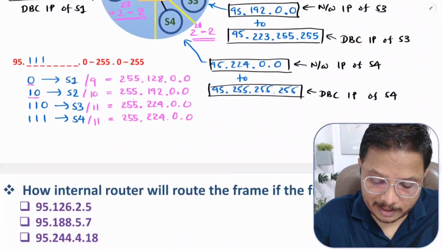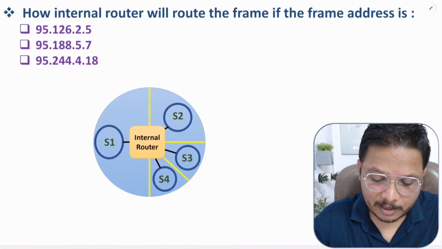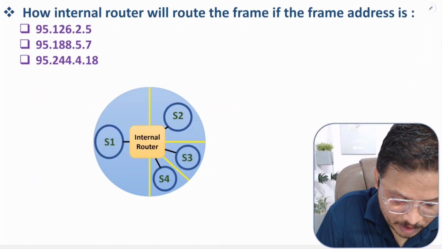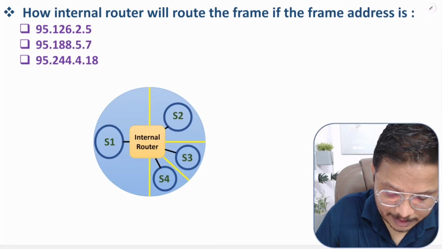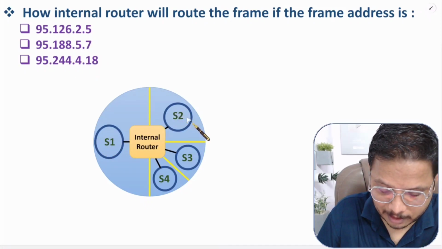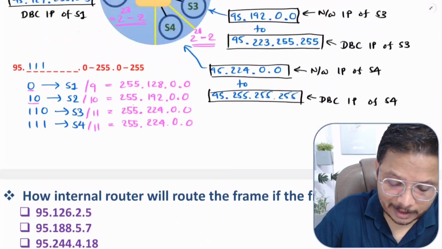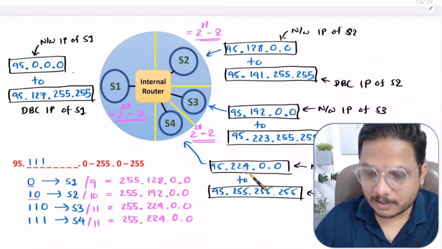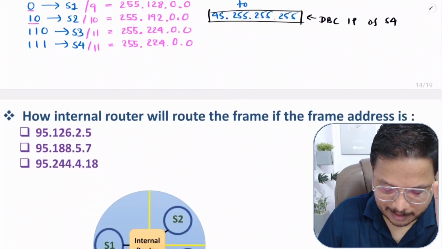Now, the very interesting part that I'm going to explain is how the internal router will route the frame if a frame address is given to you. Here, if you observe, 3 frame addresses are given to us, and we need to understand in which subnetwork the internal router will route the frame. We have calculated the addresses as per the range, right? So from the range you can directly say in which range this address is.